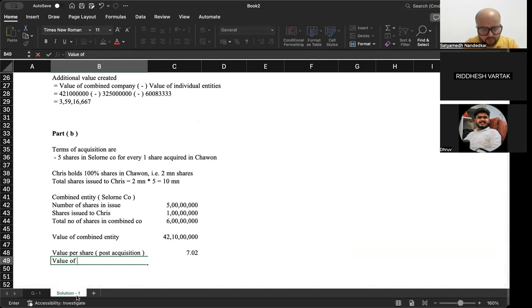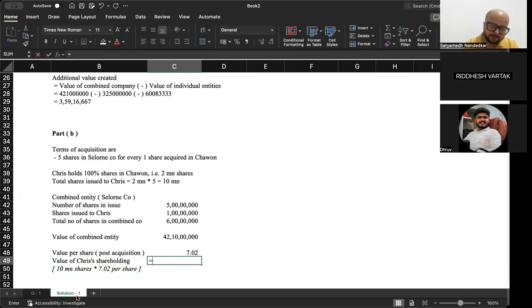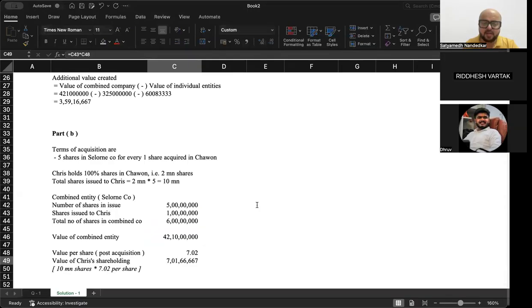Value of Chris's shareholding is 10 million shares into 7.02 per share. This is the value of Chris's shareholding. Now, what is the value of the gain that she got?